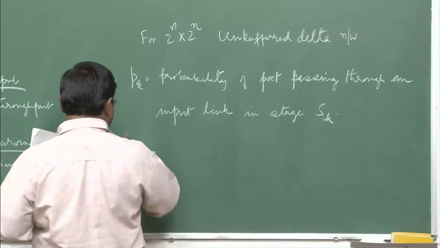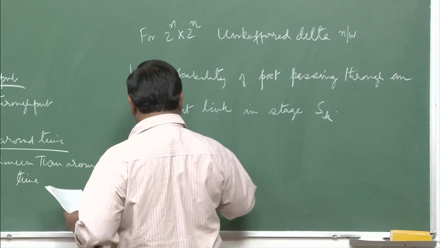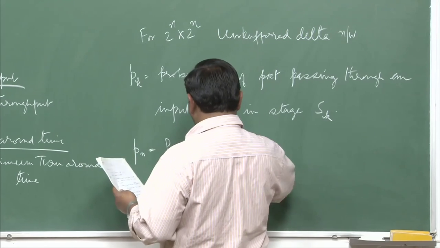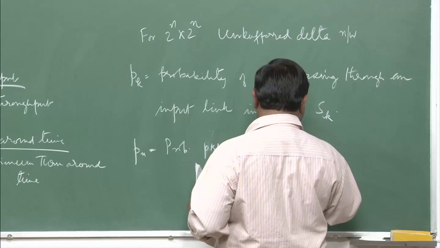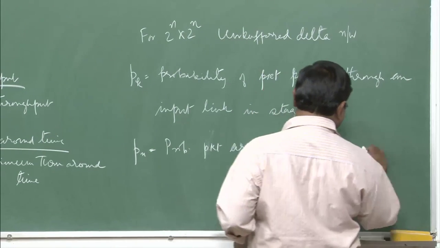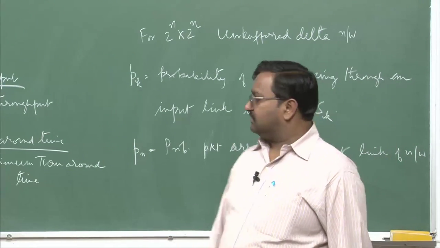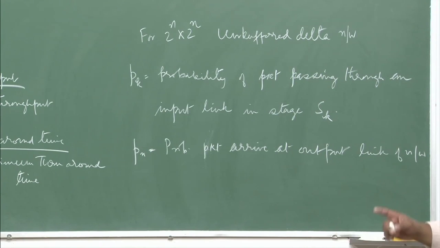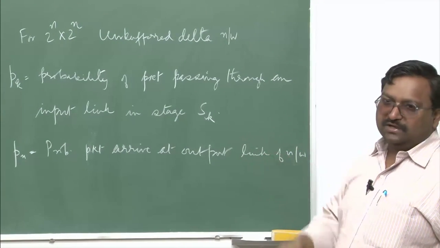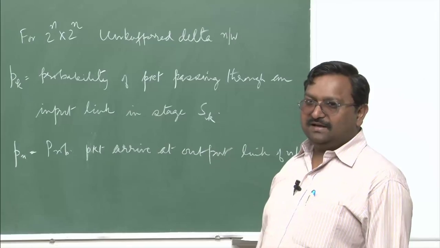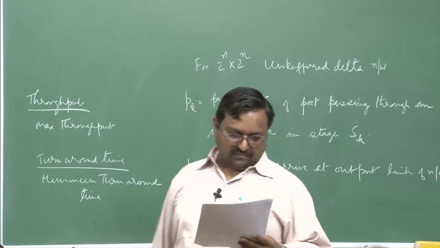From here you can define p_n in a similar fashion. This is the probability that a packet arrives at the output line, after all n stages have been finished. The total is n stages, and I am counting from 0, 1, 2, 3 up to n minus 1. The moment I talk about p_n, that is the output link, because there is no stage s_n; s_0 to s_(n-1) are there. So this will technically be your throughput.